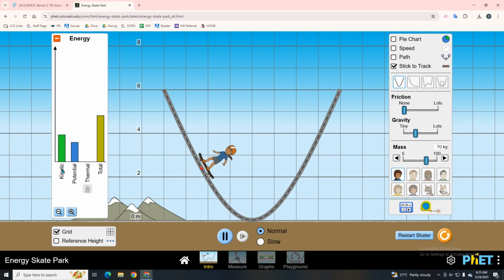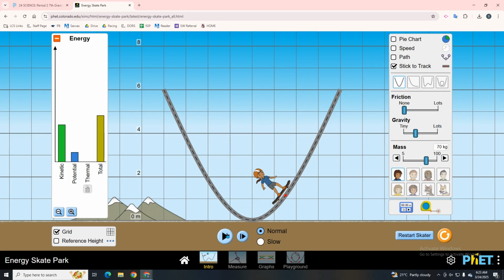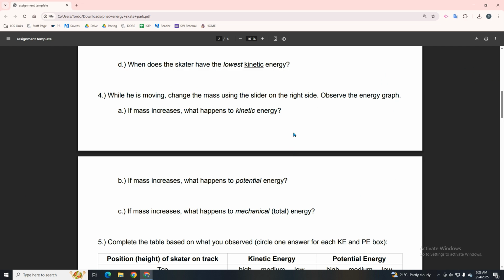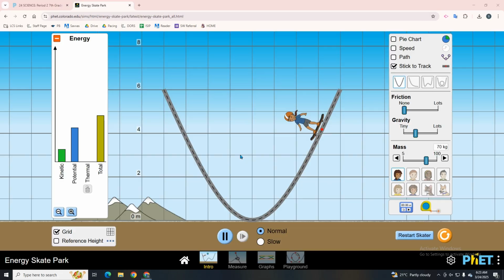What effect does it have over here on the energy? If mass increases, what happens to kinetic energy? So as you increase the mass, what happens to the moving energy? Does it increase, decrease, or stay the same? Number 4B, if the mass increases, what happens to the potential energy?